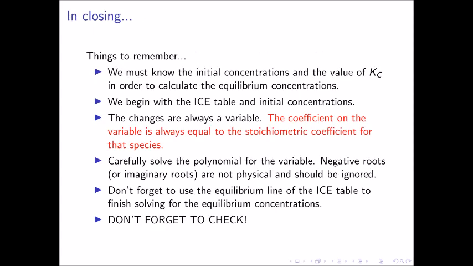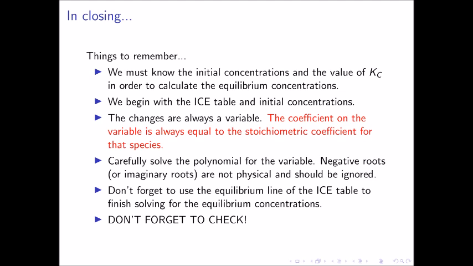In this lecture, you have seen how to calculate equilibrium concentrations or partial pressures from initial concentrations and the value of Kc. There are several important things to remember. First, we must know the initial concentrations and the value of Kc or Kp in order to calculate the equilibrium concentrations. Secondly, we begin with the ICE table and all initial concentrations that we know. 3. The changes are always a variable. The coefficient on the variable is always equal to the stoichiometric coefficient for that species.